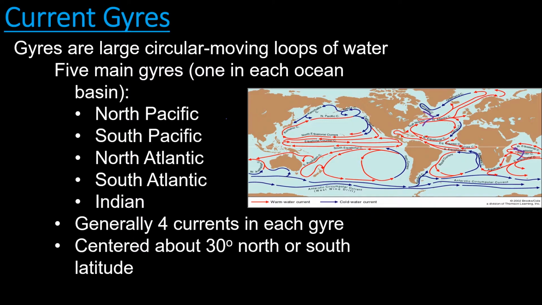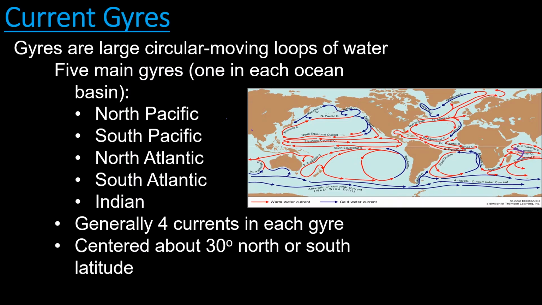And so generally, these are going to have 4 currents in each gyre, and they are going to be centered about 30 degrees north or south latitude. So you can see how they start to turn, almost all of them, right around that 30-degree mark, and I did that one a little high. But you can see we also have warm water currents and cold water currents going through them.